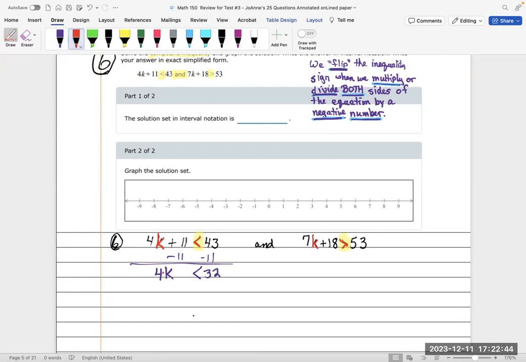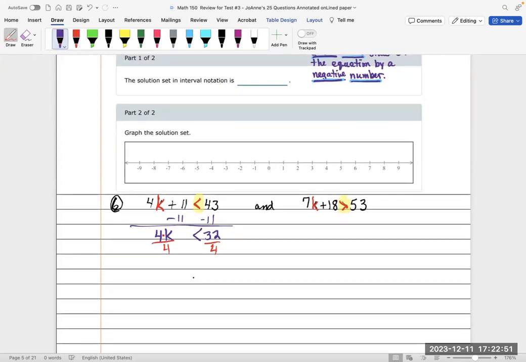Now the opposite of multiplying by k is dividing. So I'm now dividing. As soon as I multiply or divide, I stop, I ask myself, did I divide by a positive or a negative number? I divided by a positive 4, so there's my answer. So I need to find all of the values for k that are less than 8 and whatever I get on this right side here. So I'm going to get rid of 18. 53 minus 18.